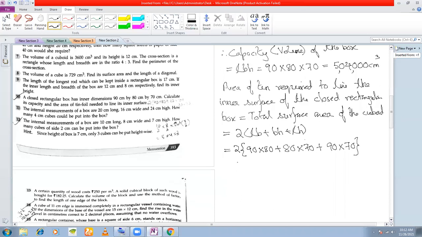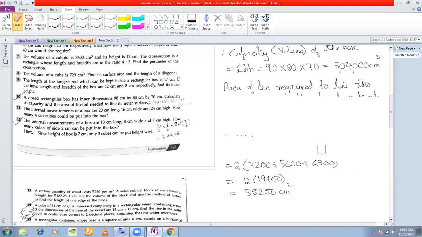Okay, so now this will be twice 80 into 90 is 7200. This is 5600 and this is 6300, which is equal to twice of, if you add up this, you're going to get 19,100, which is equal to 38,200 centimeter square. This is the area of the tin that is required. Okay, so easy enough question. Any doubts? No, sir.